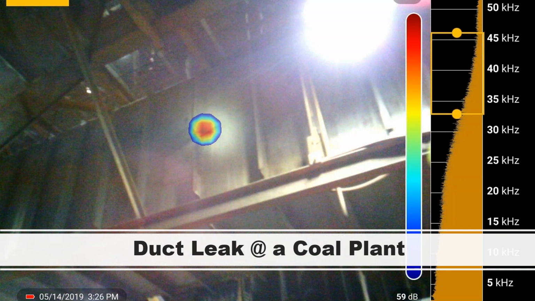Okay, so there are a lot of other applications too that really don't have to do with compressed air, but have to do with moving air or a gas from one place to another. This is actually a duct leak at a coal plant. We've also found things with just HVAC systems in some cases. Things that are very difficult to find and that could cause problems.